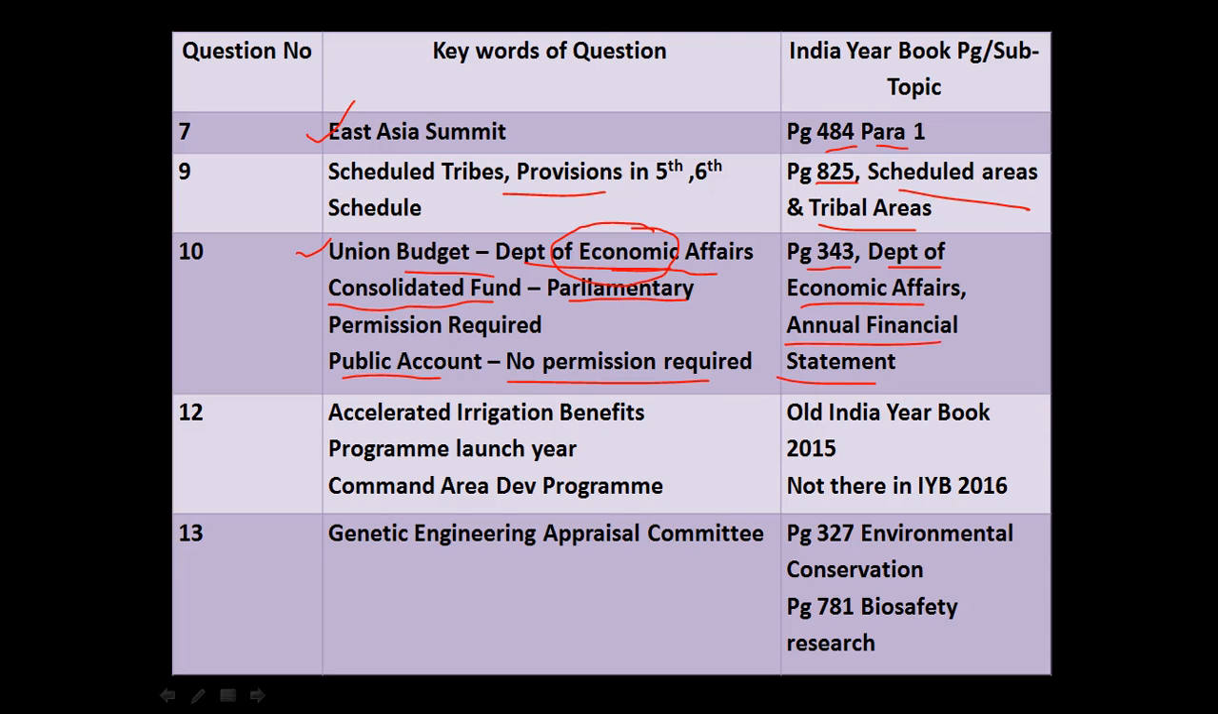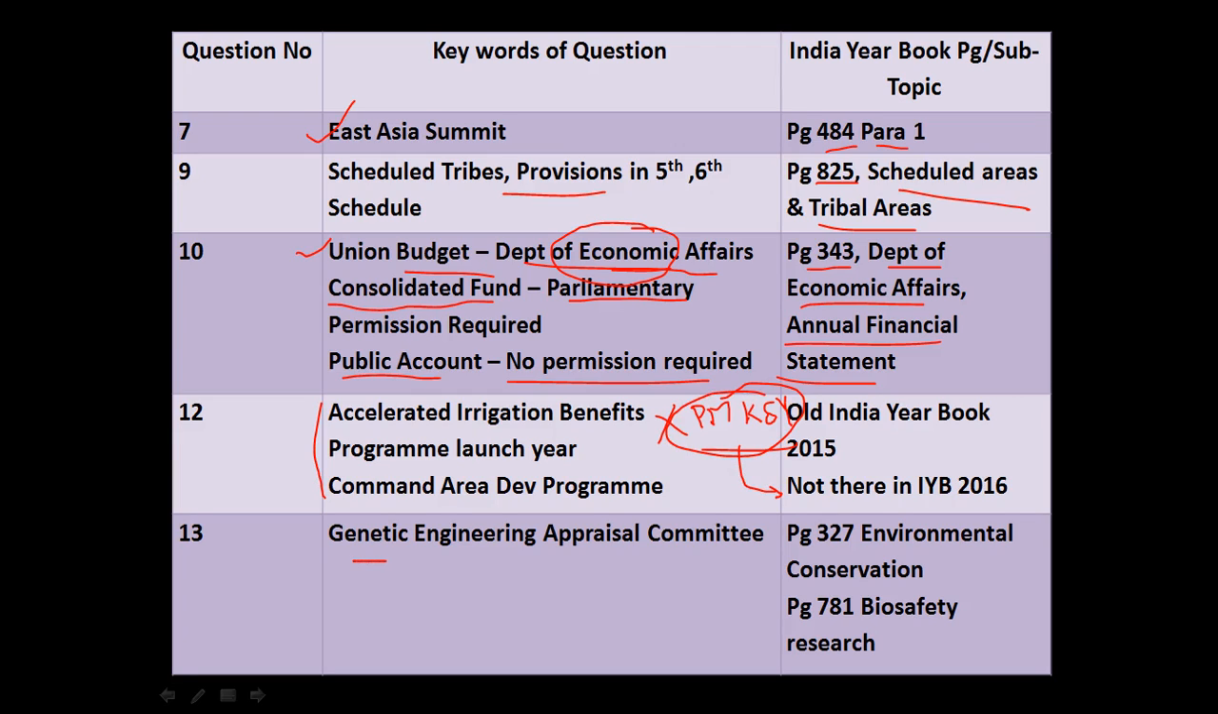Then we had this question about the Accelerated Irrigation Benefits Program and the Command Area Development Program. They had asked the launch years and the purpose of those programs, but now both these programs have been scrapped and replaced by the Prime Minister Krishi Sinchai Yojana. So you won't find these two programs in the new yearbook, because they have been replaced by this flagship scheme.